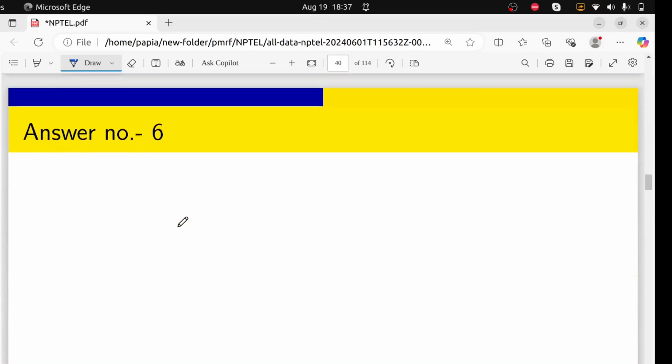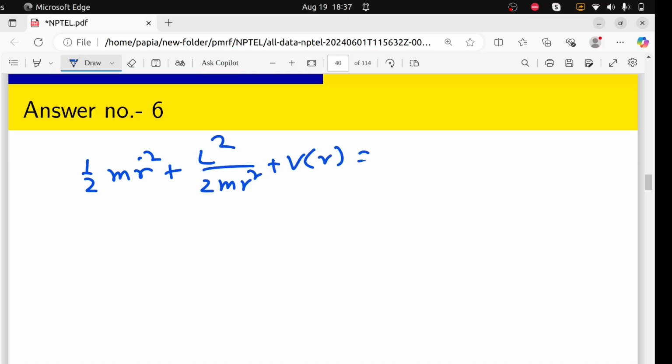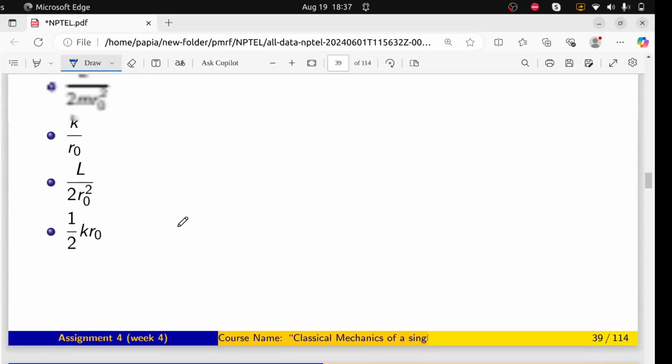So basically, what is centrifugal potential? If I just write the energy conservation equation, half m r dot square plus L square by 2 m r square plus V(r) equals E. So this is nothing but the centrifugal potential.